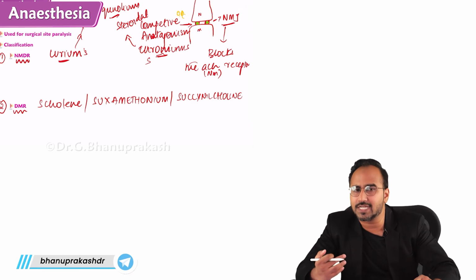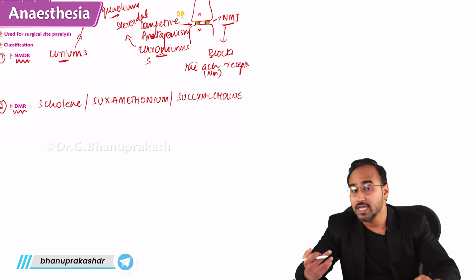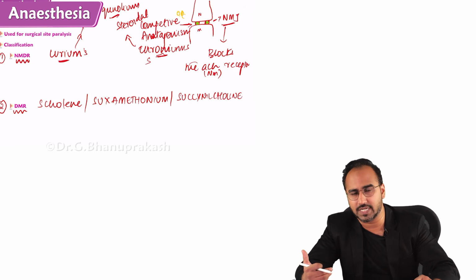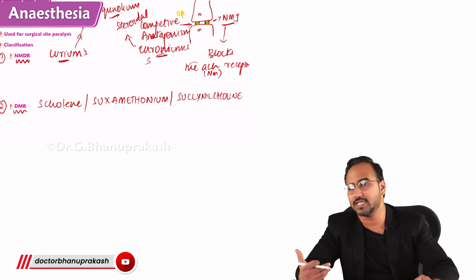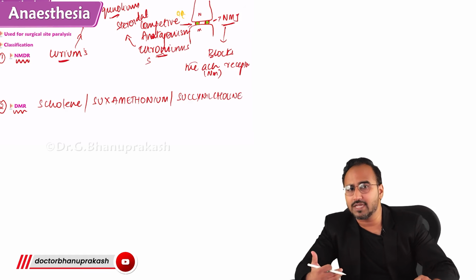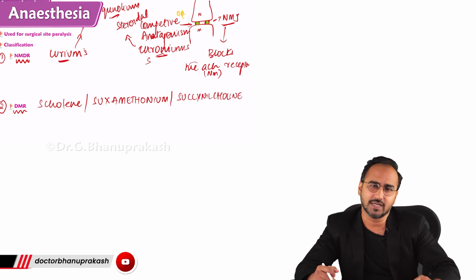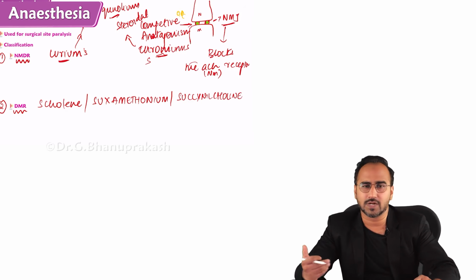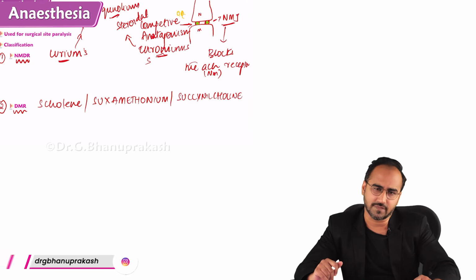The reversal agent that is given against the muscle relaxant is called neostigmine. If you remember, in the reversal phase of general anesthesia, I told you the reversal agent given against the muscle relaxant is what? Neostigmine. But we can't give plain neostigmine. Why? Because if you give plain neostigmine, it will cause bradycardia. So what do we do? We mix neostigmine with either atropine or glycopyrrolate and we give it in the reversal phase.